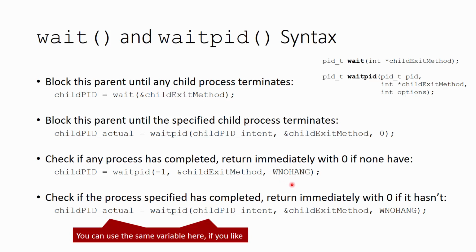Otherwise, we would just pass a 0 into this thing and give it no options, and then it's exactly like our original wait up here. Now, this thing will return 0 to this child process ID return value if there have been no terminated processes. That's because of that no hang value here. All right, so this version here, again with no hang, says check if the process specified is completed and return immediately with 0 if it hasn't. So as opposed to checking for any, here we're specifically saying check for a specific process ID.